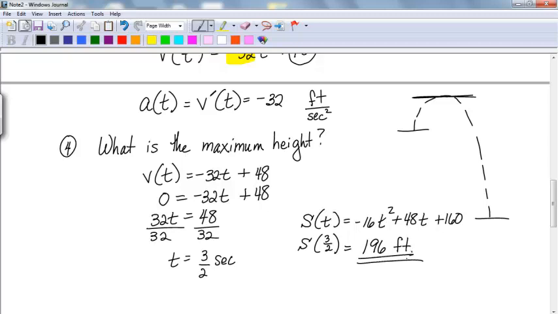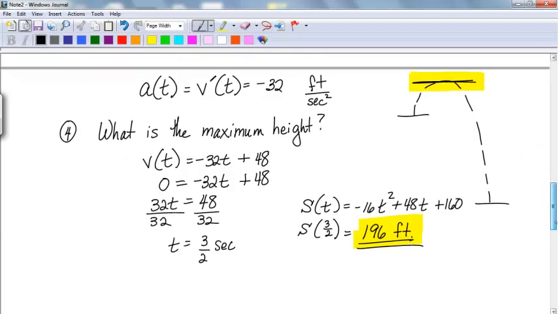Okay, and you should also be able to check those on your calculator. So on maximum height, you've got to figure out what's equal to 0. It's the slope of the tangent line. So that means first derivative is equal to 0. Find the time, and then sub the time back into the distance. So finally, you get 196 feet.